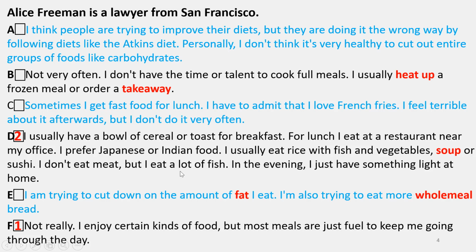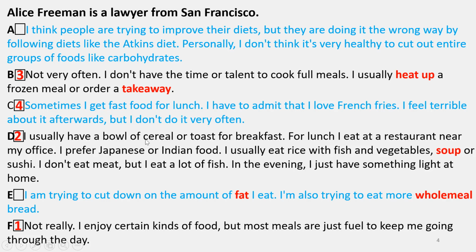Okay. And for question 3, do you ever cook? Alice answers, not very often. I don't have the time or talent to cook for meals. I usually hit up a frozen meal or order a takeaway. Okay. For question 4, do you ever eat unhealthy food? How do you feel about it? And Alice says, sometimes I get fast food for lunch. I have to admit that I love French fries. I feel terrible about it afterwards, but I don't do it very often.